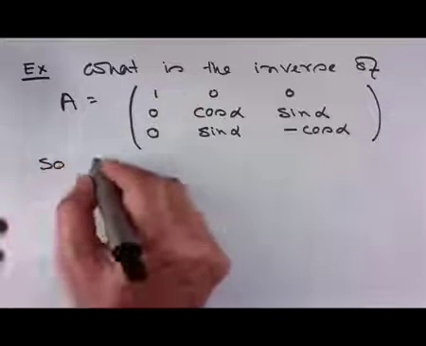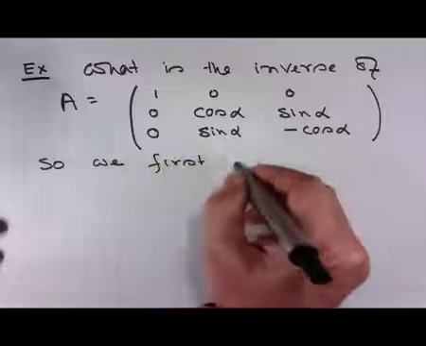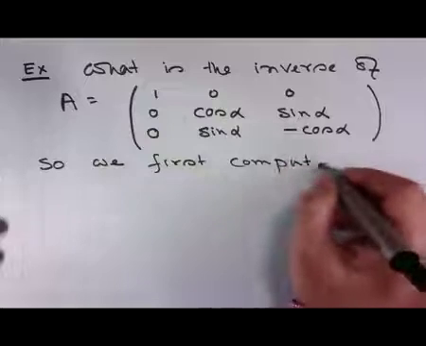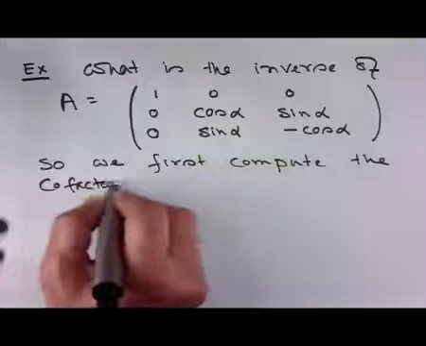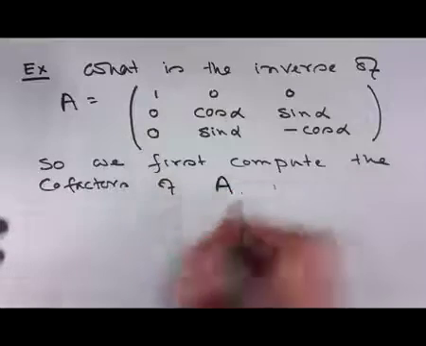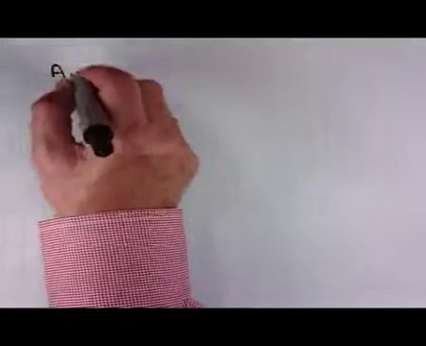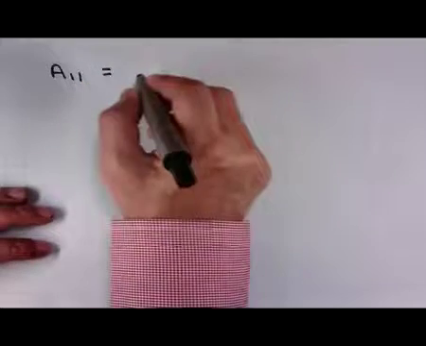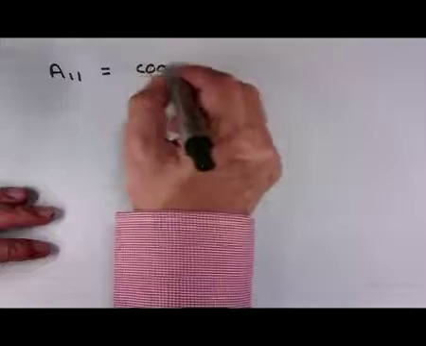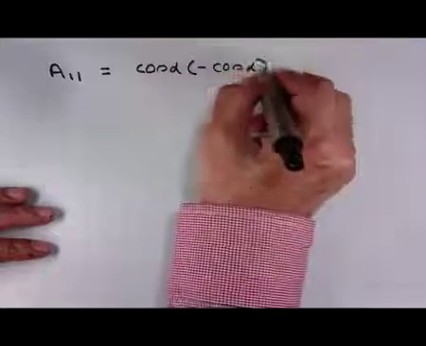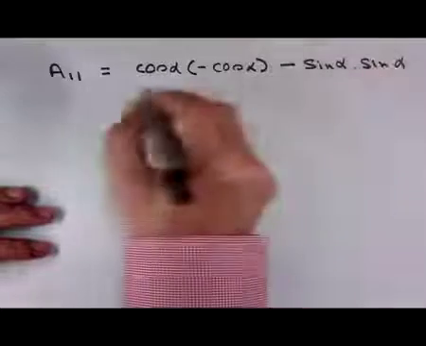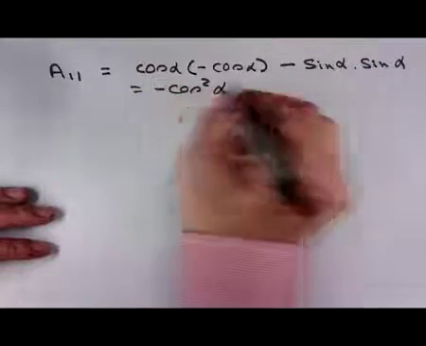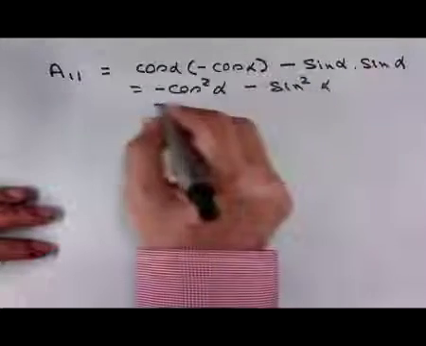So, we first compute the cofactors of A. A11 is equal to cos alpha into minus cos alpha minus sin alpha into sin alpha, is equal to minus cos square alpha minus sin square alpha, is equal to minus 1.